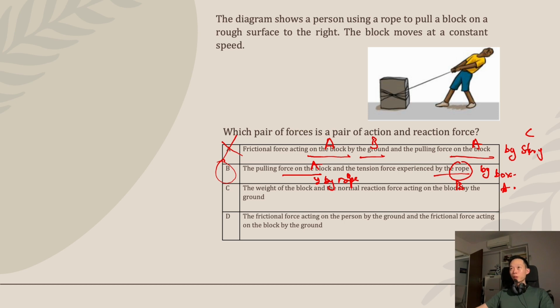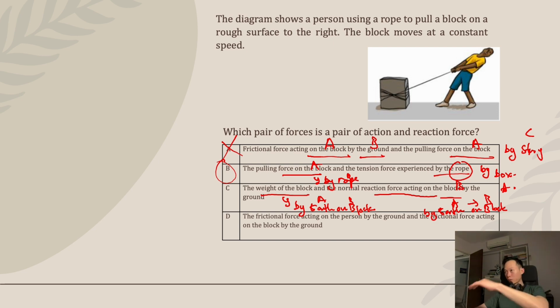So the weight of the block, this one you have to know is the gravitational force. It's by the earth on the block. So let's call this A, B. And the normal reaction force acting on the block by the ground. So this one is A exerting on B, and another force that A exerts on B. Both are A exerting on B. It's not A exerting on B, B exerting on A. So C is out.